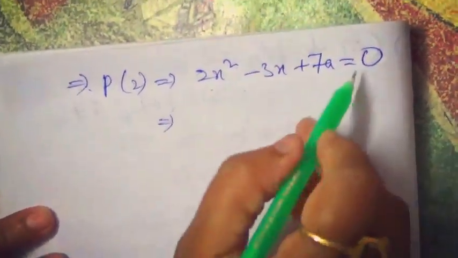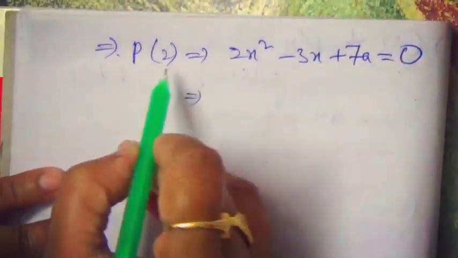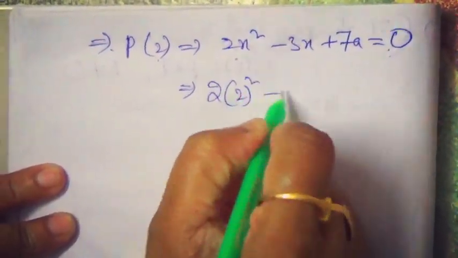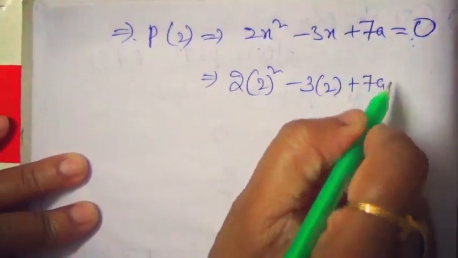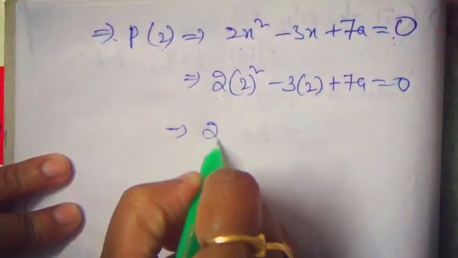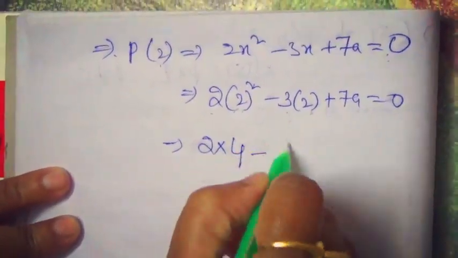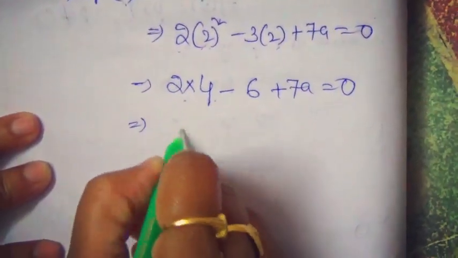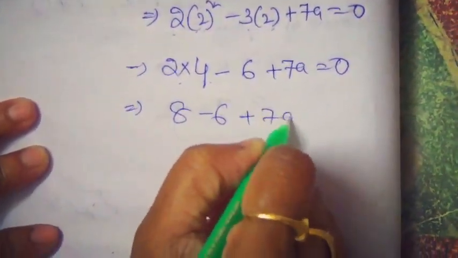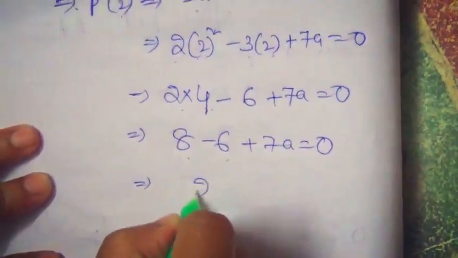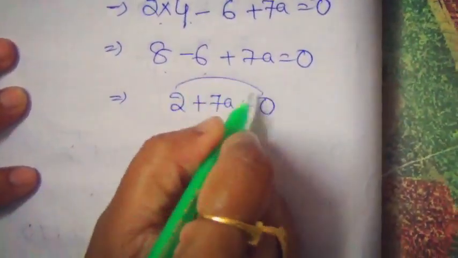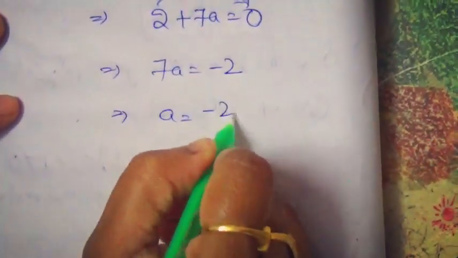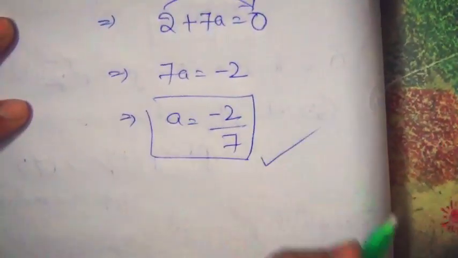Why are we equating this to 0? Because already it was given that 2 is the zero of the given polynomial. That's why. So 2 of 2 square minus 3 of 2 plus 7a is equal to 0. That implies 2 into 2 square means 4, minus 3 twos 6, plus 7a is equal to 0. So 2 fours 8 minus 6 plus 7a is equal to 0. So 8 minus 6 is 2, plus 7a is equal to 0. That implies 7a is equal to minus 2. That implies a is equal to minus 2 by 7. Here a value is minus 2 by 7.